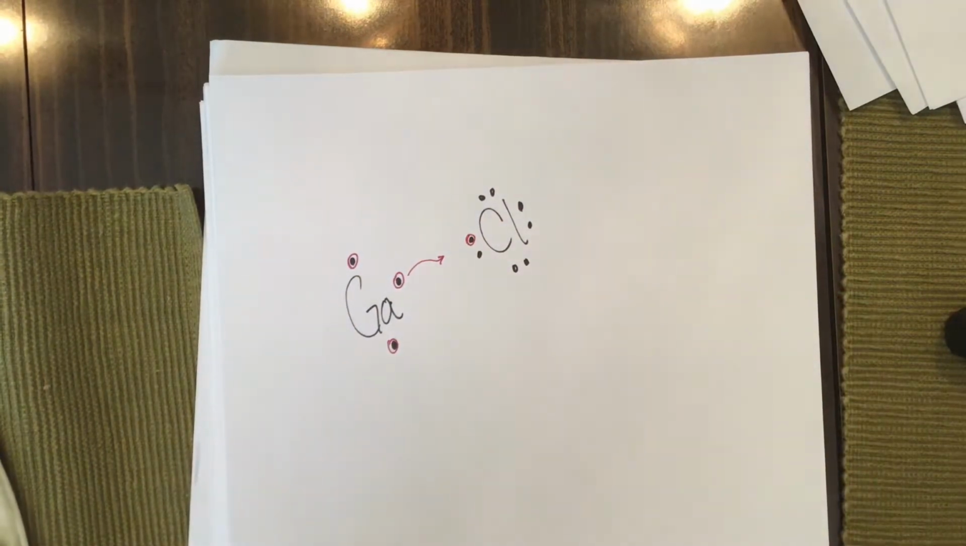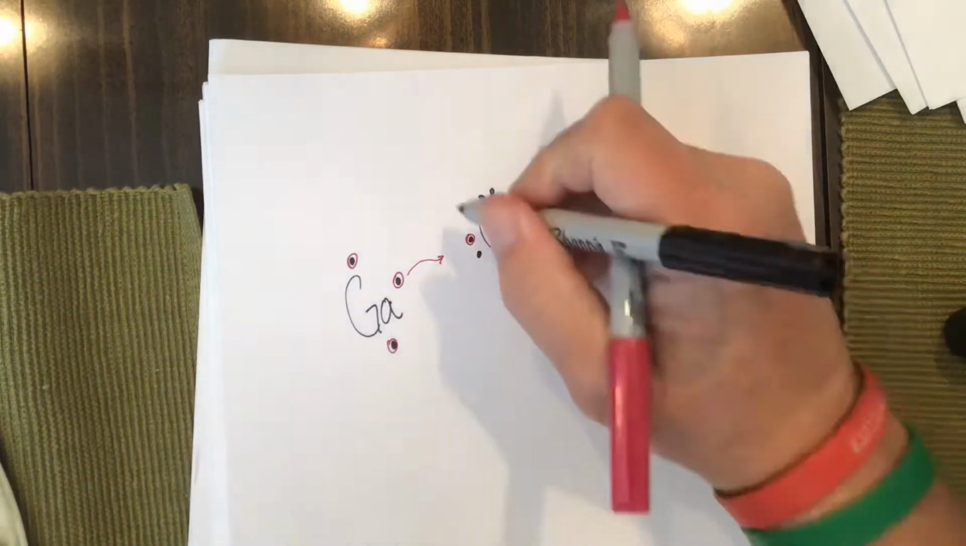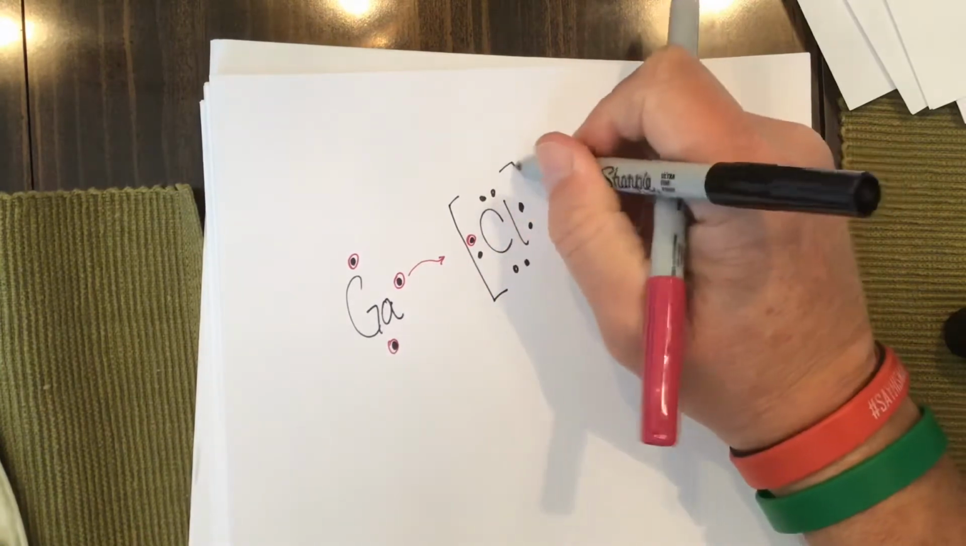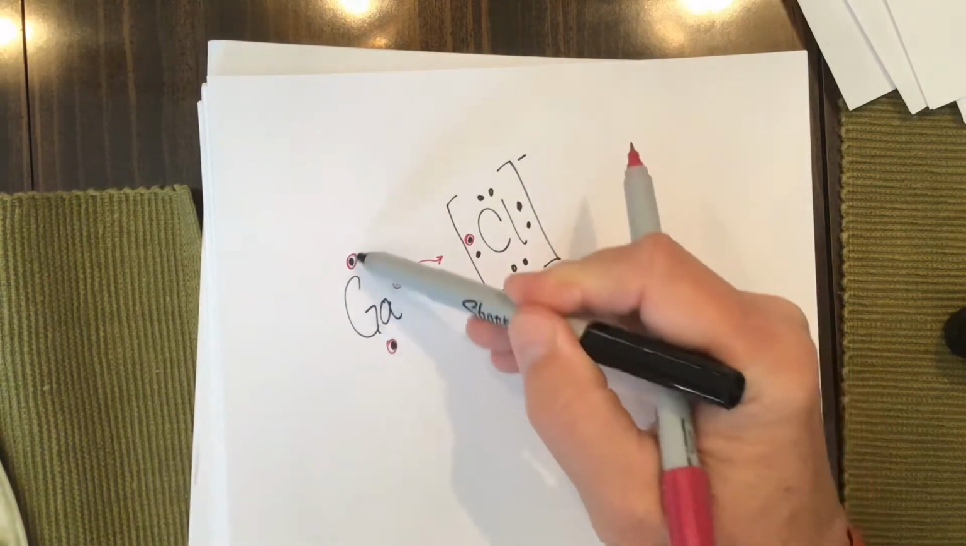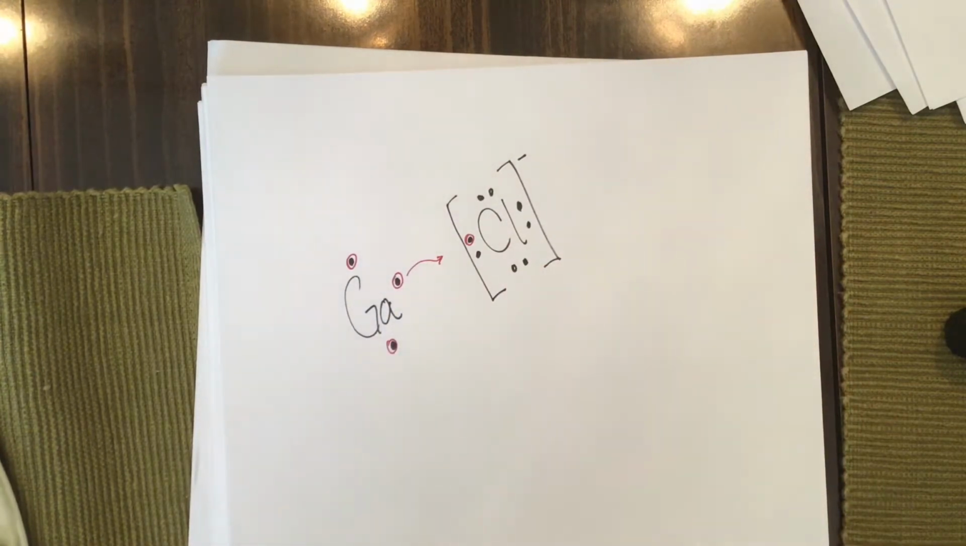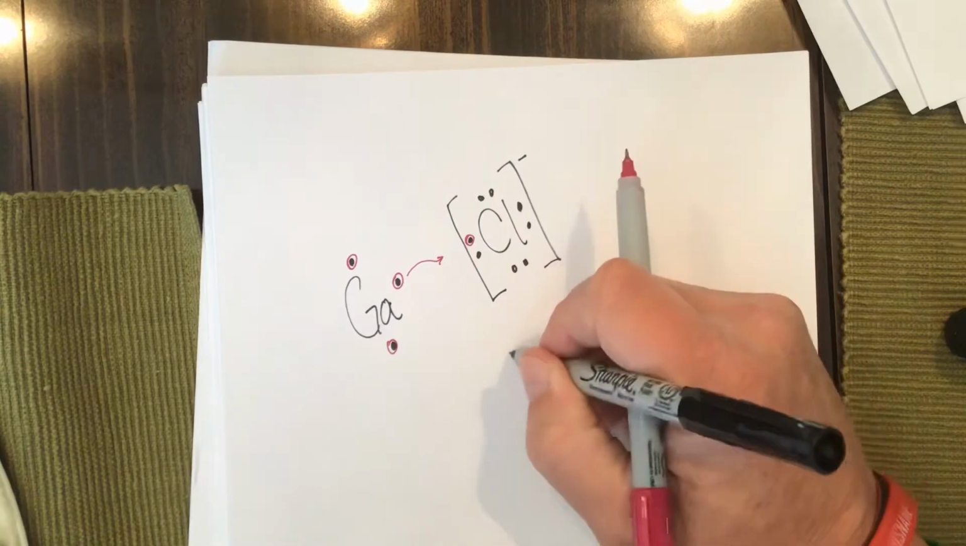Now, chlorine has a full outer shell. Chlorine also has a -1 charge. It's a chloride ion. But what about these other 2 electrons? Gallium needs to get rid of them. So how do we do that? Well, we get another chlorine.